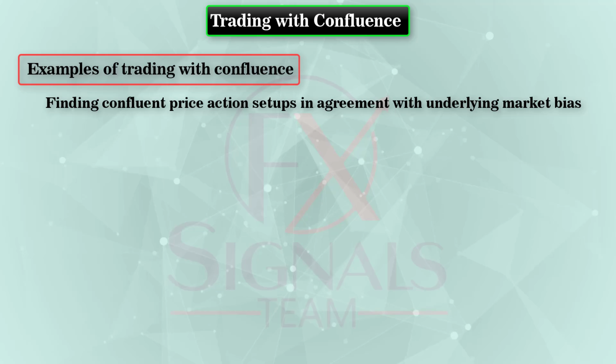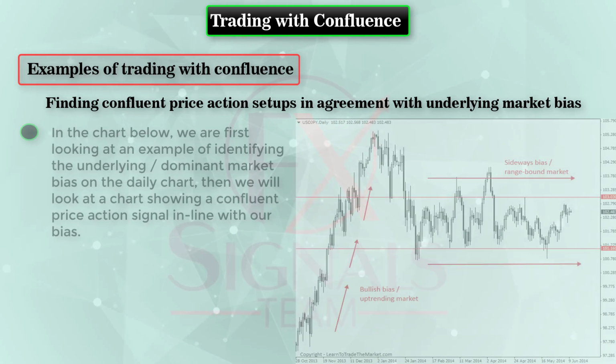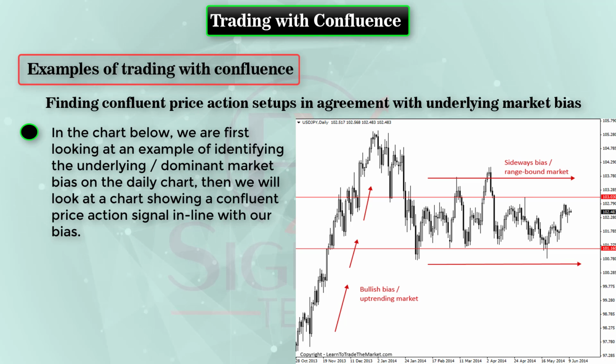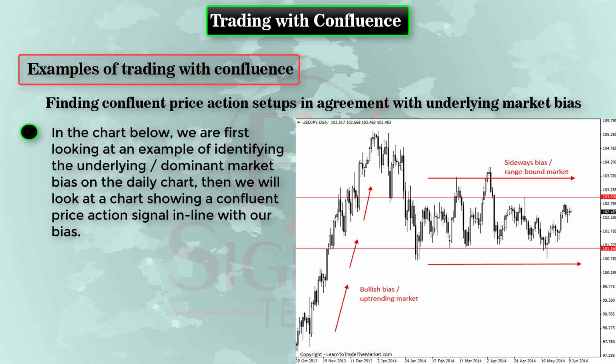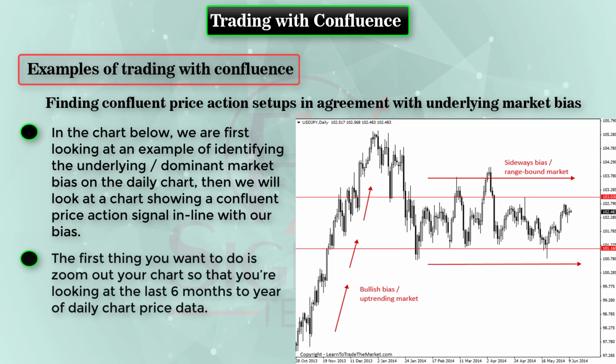Finding confluent price action setups in agreement with underlying market bias. In the chart below, we are first looking at an example of identifying the underlying or dominant market bias on the daily chart. Then we will look at a chart showing a confluent price action signal in line with our bias. The first thing you want to do is zoom out your chart so that you are looking at the last 6 months to year of daily chart price data.